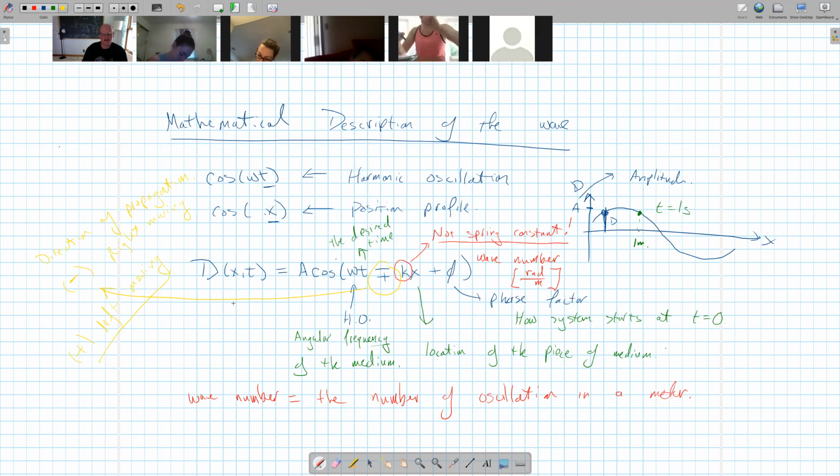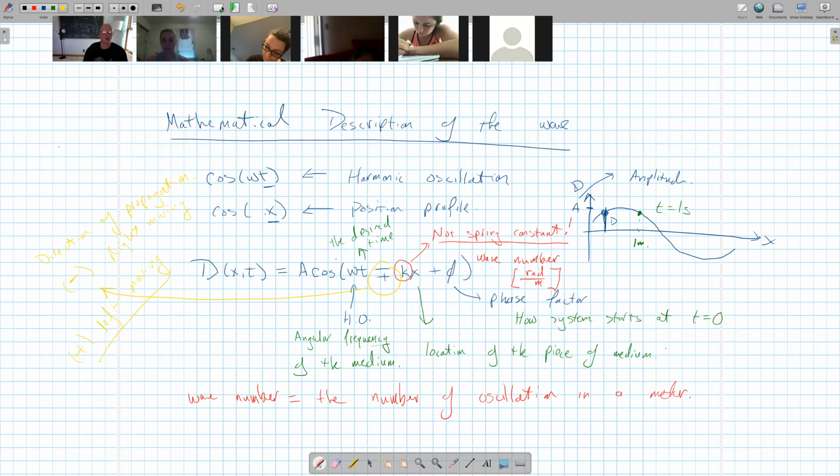So when you see this written as d of x of t equals A cosine of omega t plus kx, that means your wave is moving to the left. If you see it as A cosine of omega t minus kx, that means it's moving to the right. So these plus and minus signs refer to the direction of the wave. If it's a negative sign, it's moving to the right. If it's a positive sign, it's moving to the left. So this is our description of the wave: A cosine of omega t minus plus kx plus phi. This is our mathematical description of the wave.